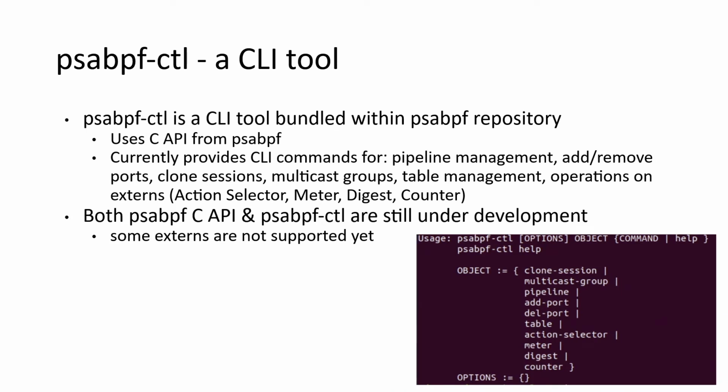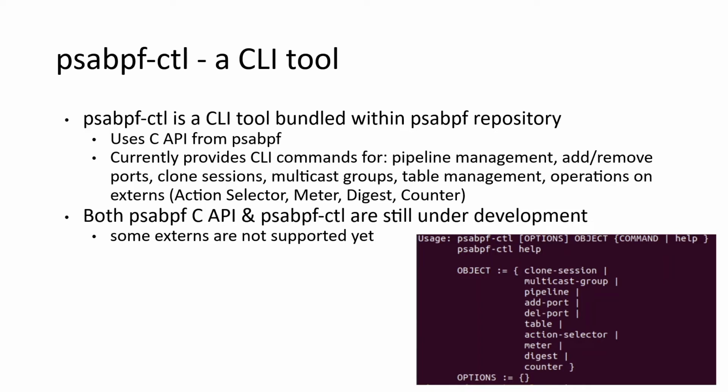Now let's talk more about PSA BPFCTL, a command line tool. As I said in the previous slide, it's a part of the PSA BPF repository. The tool uses the C API from the PSA BPF library for interaction with the BPF subsystem. It doesn't implement any new features in this area. It only parses command line arguments, calls the required C API from PSA BPF, and prints results in JSON format if applicable.